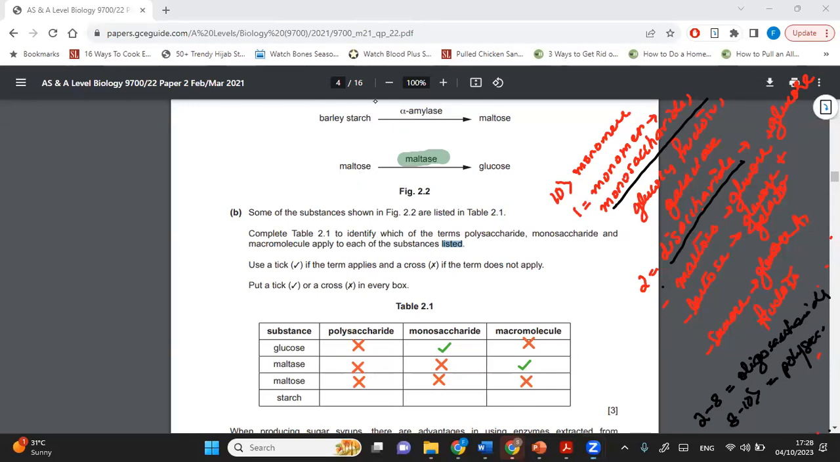Finally, we have starch. What do you think starch is? Do you think starch is a polysaccharide, monosaccharide, or macromolecule? Polysaccharide? Yes, starch is a polysaccharide, correct. So in the topic of polysaccharides in your syllabus, you have glycogen, starch, and cellulose. All right, these are all polysaccharides. And you have to remember that glycogen and starch are made up of amylose and amylopectin.